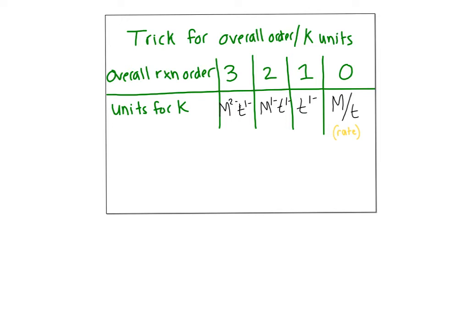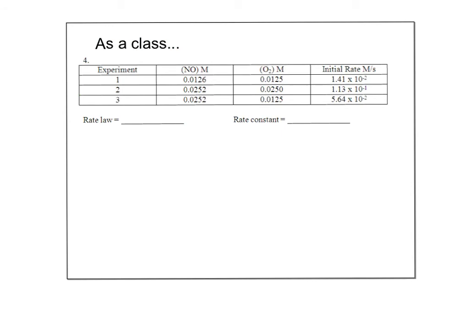Otherwise, if you forget, you can always cancel out units. The way I showed you in that first problem that we solved for K, I showed you how you can plug in just the units and get K by itself, and that will help you figure out what the units are. But shortcuts and tricks are nice, so you don't have to do that every problem. All right, let's do this one together. So you do have permission to write with me.